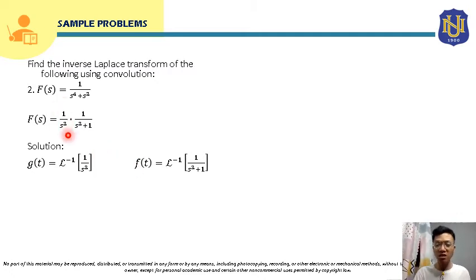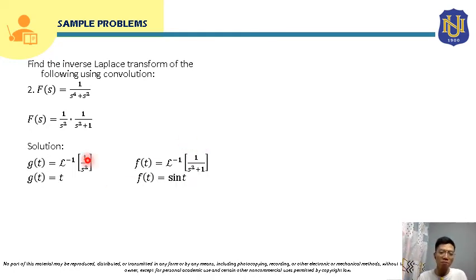Any of these terms can be assigned to g of t or f of t. In this case, let's just assign 1 over s squared to g of t. So we are going to solve for the inverse Laplace transform of 1 over s squared. And for f of t, we will assign the remaining function here, which is 1 over s squared plus 1. So this will be equal to the inverse Laplace transform of 1 over s squared plus 1. Solving for the inverse Laplace transform of 1 over s squared, that is actually t. And for the inverse Laplace transform of 1 over s squared plus 1, that is actually sine t.